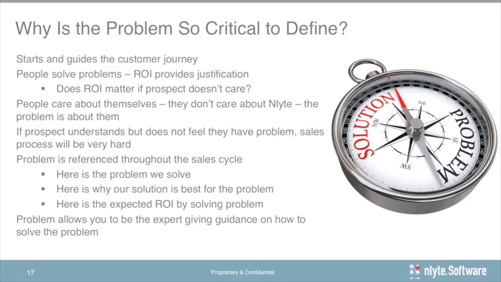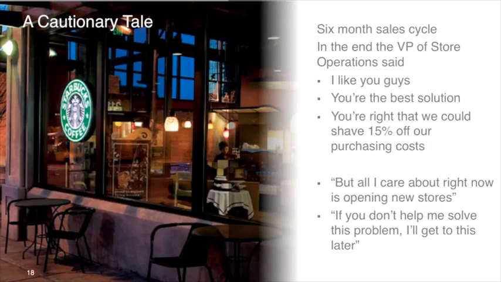And as I mentioned before, here's what I call my cautionary tale, and it was when I was with a previous technology company. We were selling into Starbucks, and they were growing leaps and bounds at this time, right? This was, I don't know, 10, 15 years ago. We had the right guy, he was the VP of operations, he liked us, he thought we had the best solution. We did an exhaustive ROI analysis and said we could reduce his purchasing costs by 15%. And then in the end, he agreed with all of us, liked us, loved the solution, said, you're going to save me 15%. I actually believe that.